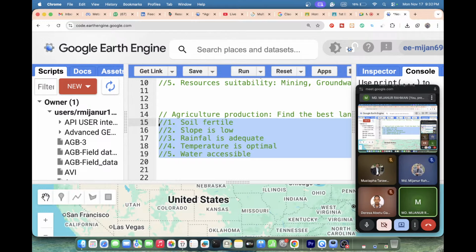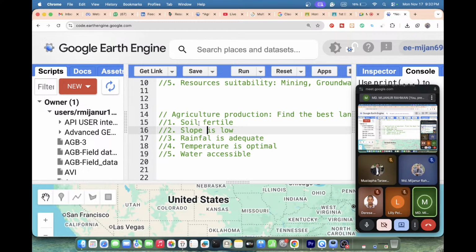Not only that, we can also add a lot of factors, suppose soil pH, soil nutrient. But when you work with a minimum of these 5 factors, we can easily identify which place is best for the agriculture production area. If you want, you can also add more other factors, but these factors we must consider when we identify the best land for agricultural production. Your land must have fertile soil, low slope, adequate rainfall, optimal temperature, and accessible water. Then we consider this place highly suitable.